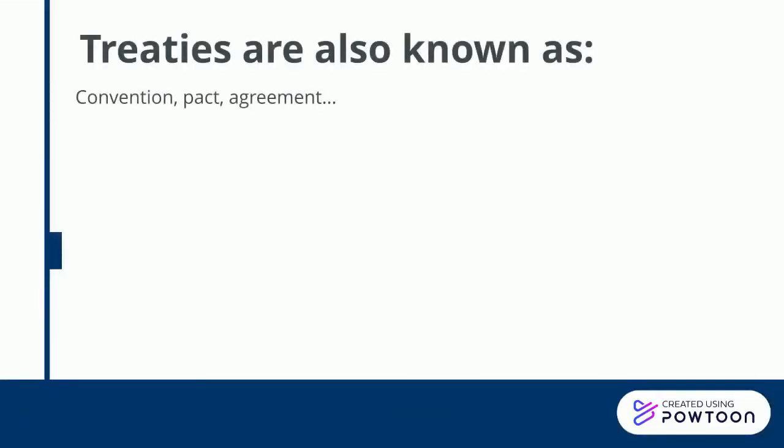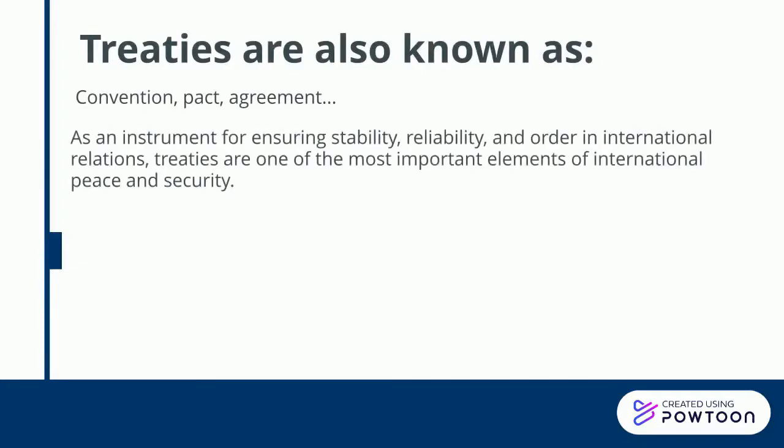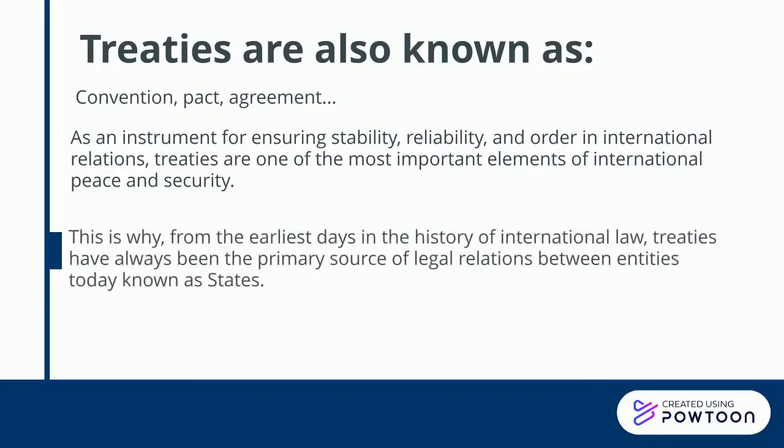Treaties are also known as convention, pact, agreement, and more, as an instrument for ensuring stability, reliability, and order in international relations. Treaties are one of the most important elements of international peace and security. This is why from the earliest day in the history of international law, treaties have always been the primary source of legal relations between entities, today known as states.